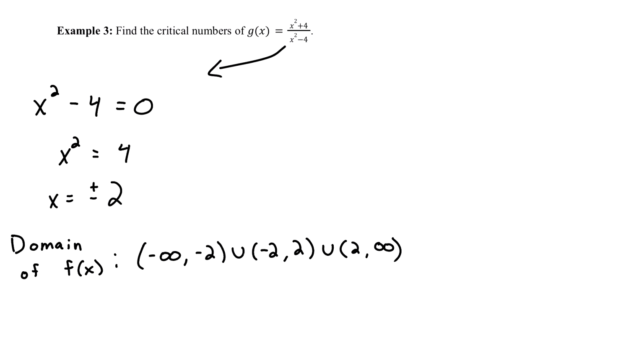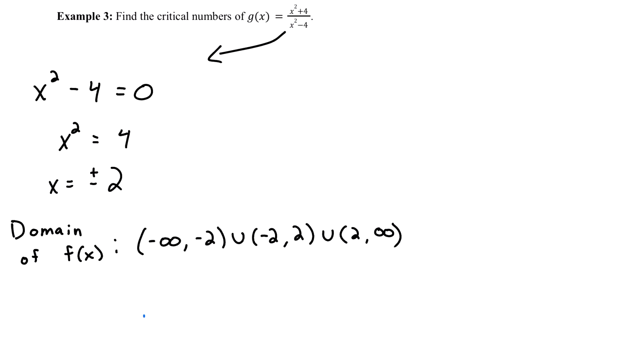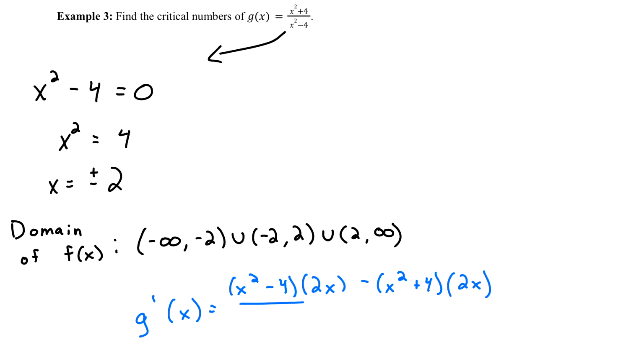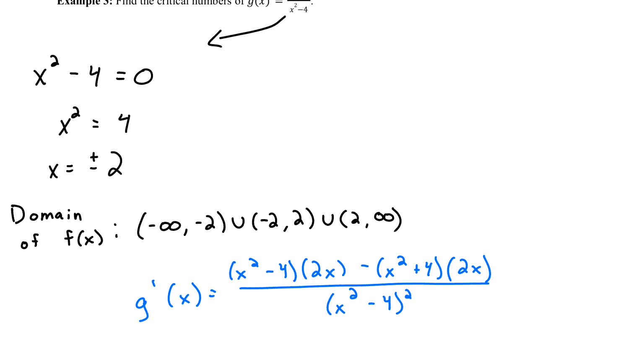The next step is to find places where g prime is equal to 0 and places where g prime does not exist. In this case, we're going to have to use the quotient rule. So low, that'll be x squared minus 4, d high, the derivative of my numerator is 2x, minus high, x squared plus 4, d low, the derivative of our denominator is 2x, over the square of the bottom, x squared minus 4 quantity squared, and away we go.